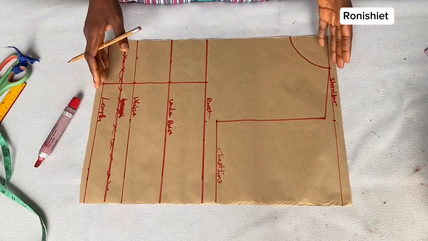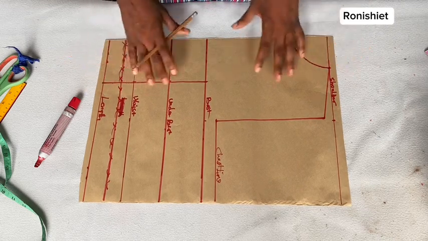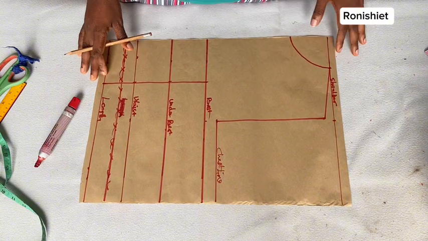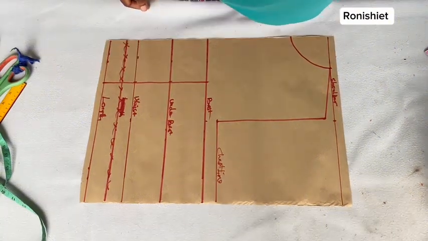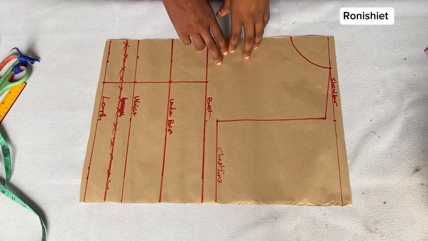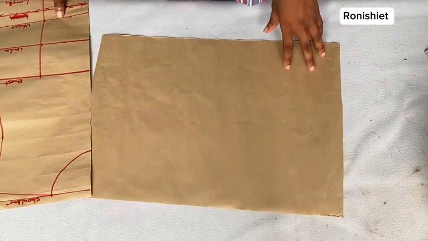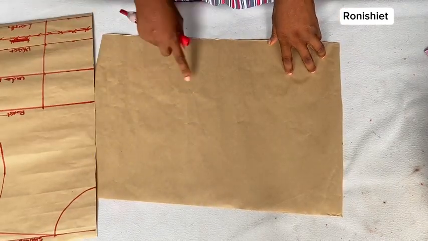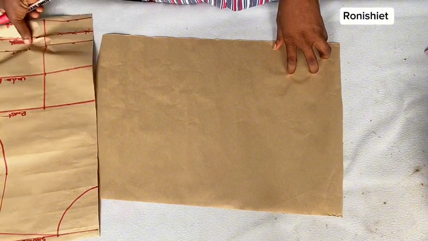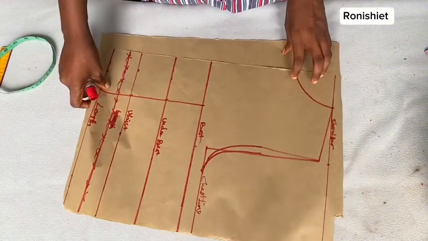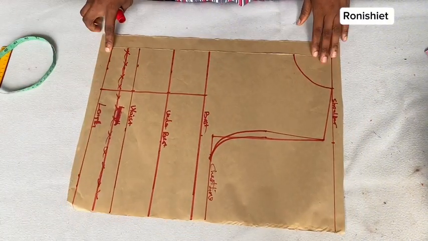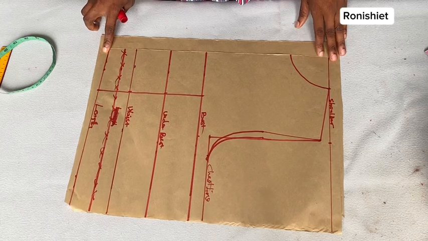Okay, so that's just it. With this now, the front skeleton pattern for a corset is ready. So just go ahead and make use of this. So moving over to the back, we are going to be drafting the back pattern the same way we draft the normal back pattern for a normal basic bodice. So I'm just going to place these on top of this other one here.